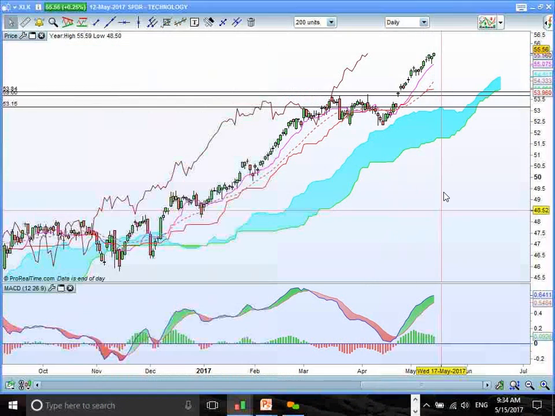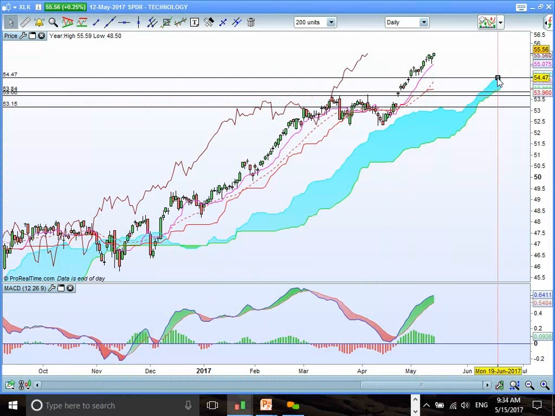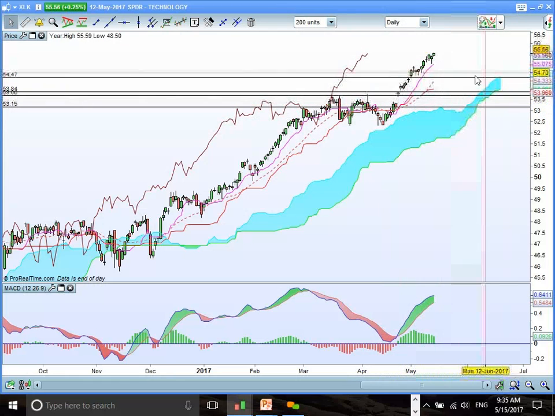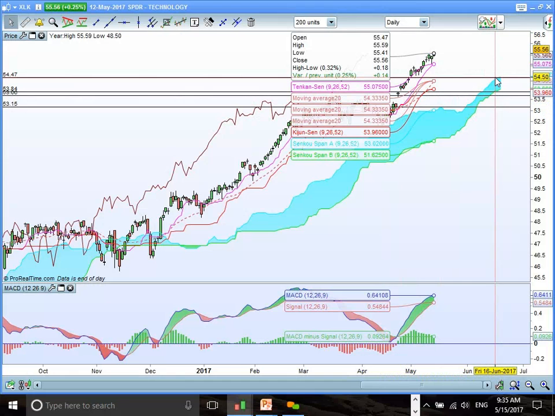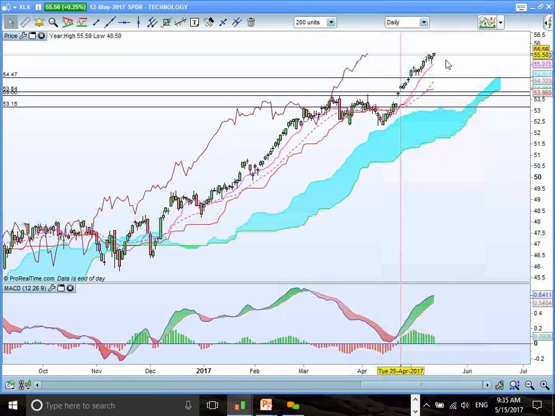Technology, XLK, a little bit extended. The front end of the cloud is a key support zone, so we could see a brief little snapback here. But so far, very strong rally. Had a nice trade here from a buy signal here at the top end of the cloud support zone. And we're now taking some profit off the table as it's going to come back and retest the front end of the cloud support zone, these highs, to test that for support. But so far, watching very closely to see if we're going to get that MACD sell signal coming through. So you could take some profit off the table over the next couple of days.